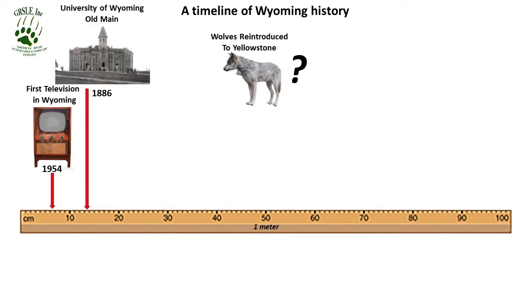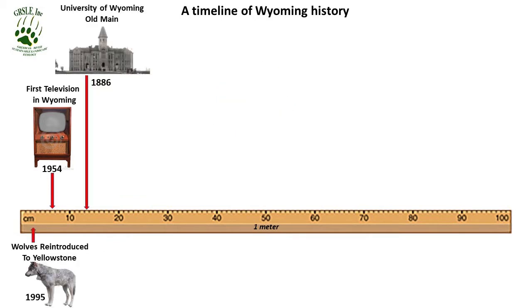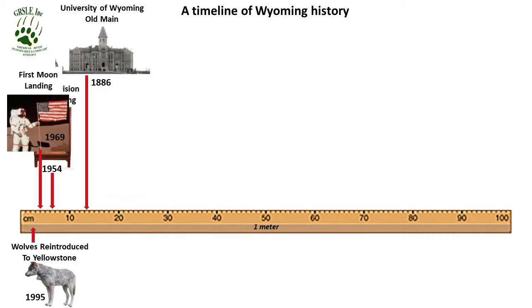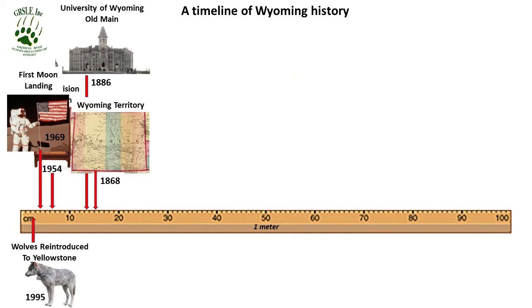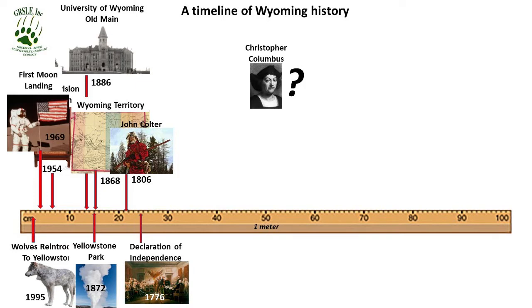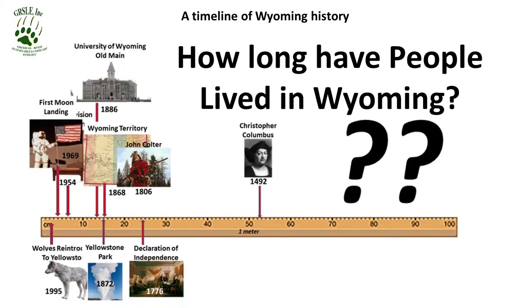Old Main at University of Wyoming, 1886. Wolves reintroduced into Yellowstone, 1995. First landing on the moon by humans, 1969. Wyoming became a territory, 1868. Yellowstone Park, 1872. John Colter came through, 1807. Declaration of Independence, 1776. Columbus bumped into this country, 1492.